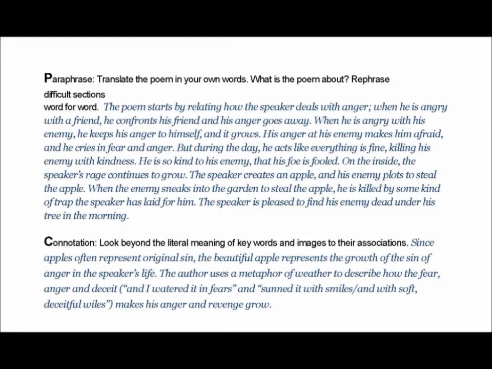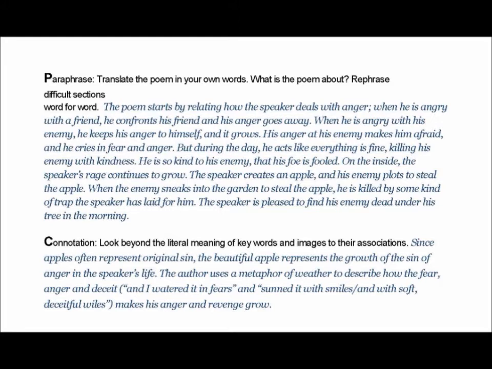But during the day, he acts like everything is fine, killing his enemy with kindness. He's so kind to his enemy that his foe is fooled. On the inside, the speaker's rage continues to grow. So the speaker creates an apple, and his enemy plots to steal the apple. When the enemy sneaks into his garden to steal the apple, he's killed by some kind of trap the speaker has laid for him, or the poison that grew in this fruit of the speaker's anger. The speaker is pleased to find that his enemy is dead under his tree in the morning.